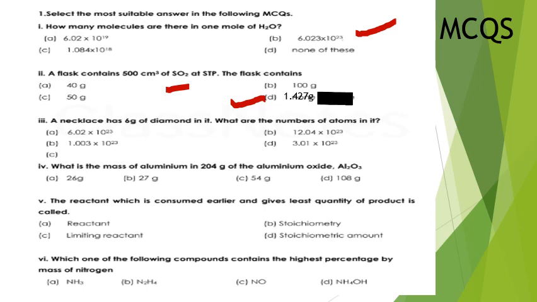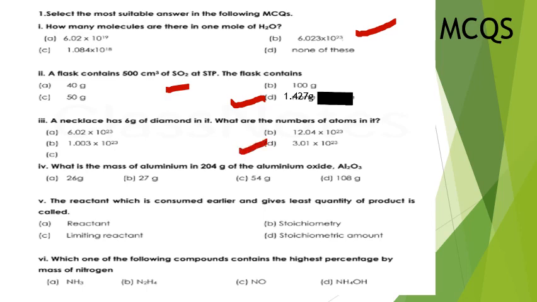The next one is a necklace with 6 grams of diamond in it. What is the number of atoms in it? As you know, 1 mole of carbon is equal to 6.02 × 10^23 atoms in it. So 6 grams will hold, make up the ratio. So you will get 6.02 × 10^23 divided by 12 multiplied by 6. The answer will be 3.01 × 10^23.